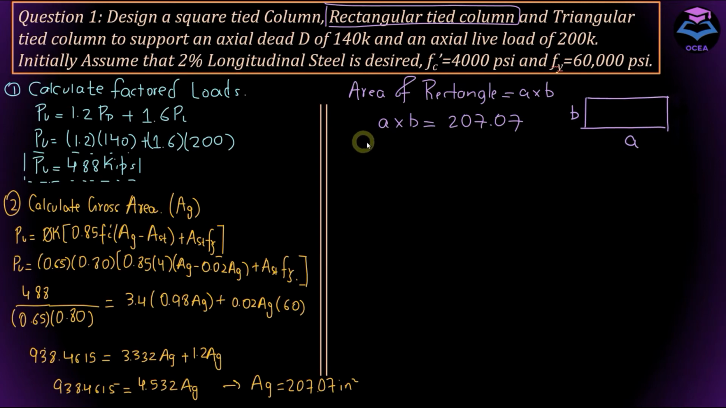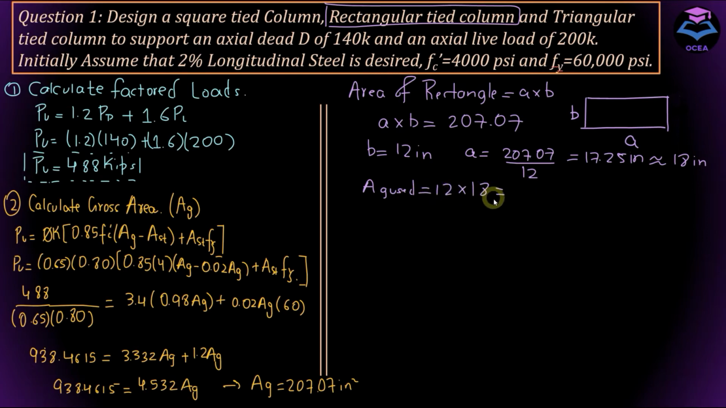In this case, I will assume B equals to 12 inches and calculate A on the basis of that. So A from this equation is coming out to be equal to 17.25, and let's approximate it to 18 inches. So the cross section that we are going to use, AG used, is equal to 12 into 18, which gives us a value of around 216 inches square. Now again, we will follow the same procedure. We will calculate the value of AST as we did in the previous case, and we will use this equation again.